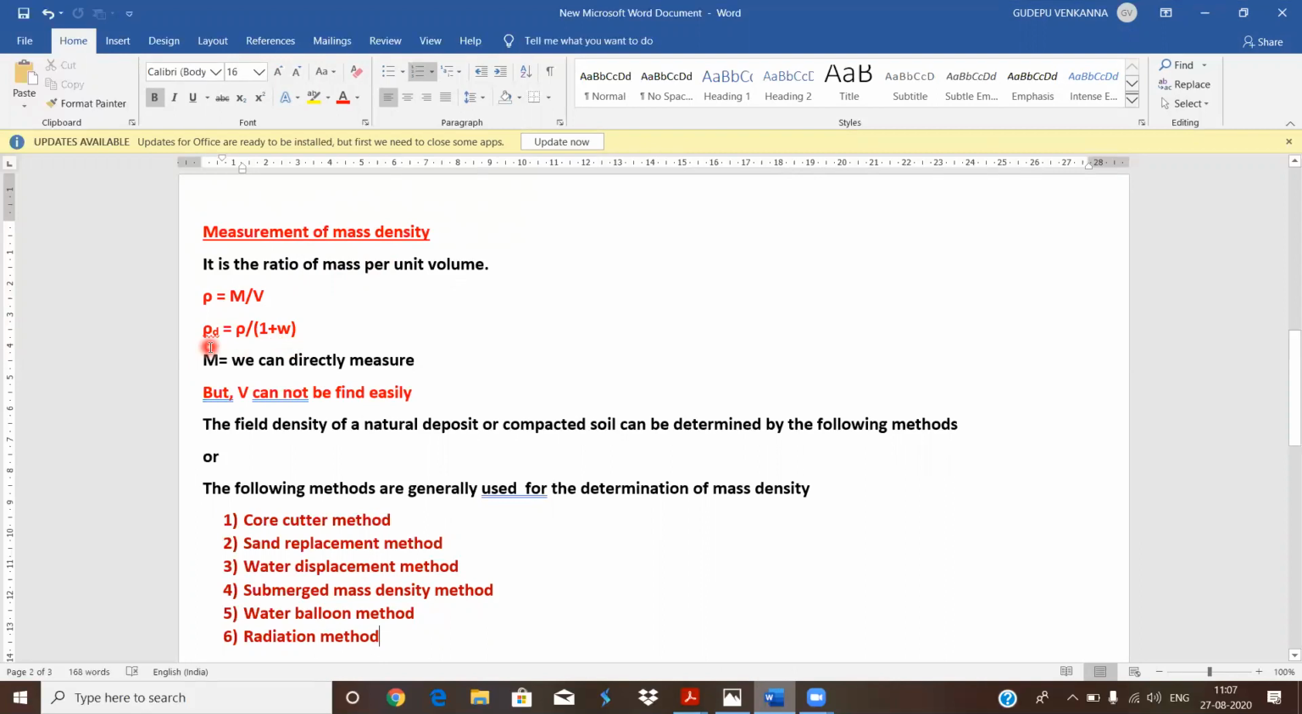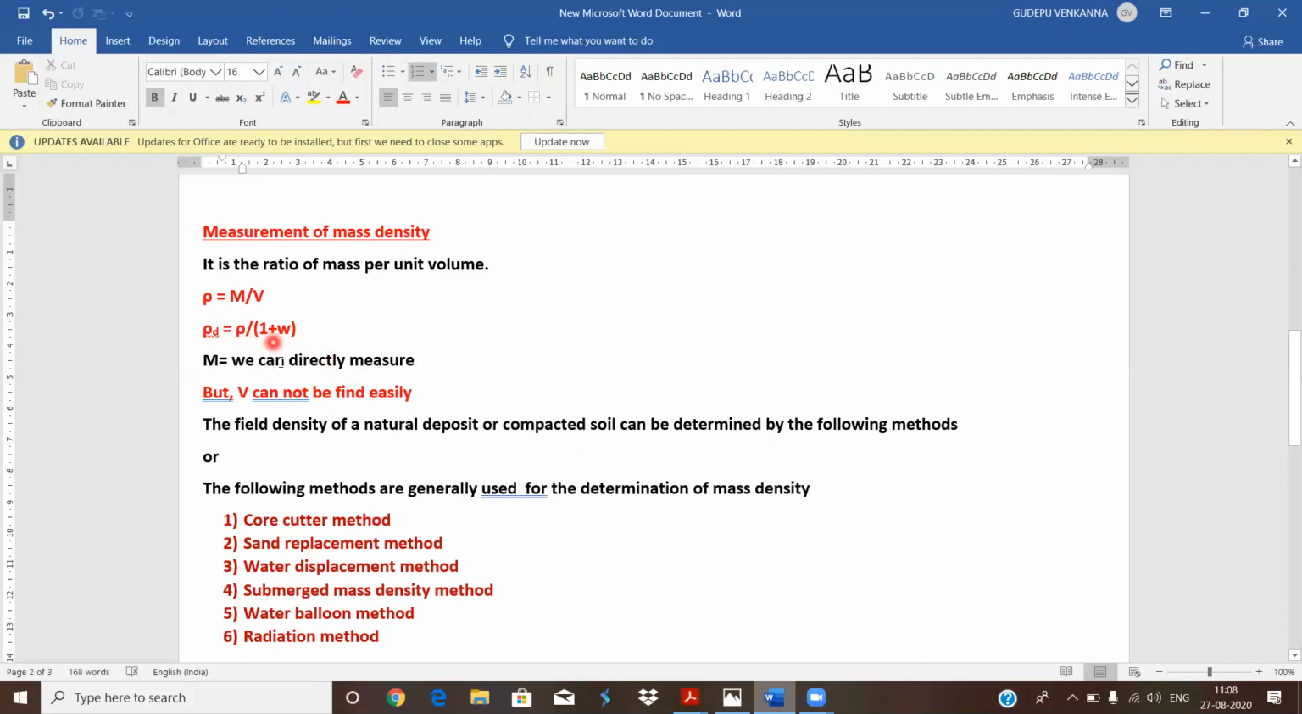Generally, why are we using gamma D? We use gamma D in the field because it gives the true value of the soil nature. That's why gamma D is the most important parameter in order to find the density of any natural soil deposit or compacted soil. We can find density by mass by volume. Mass can be easily measured directly by a weighing machine, or its weight can be calculated.